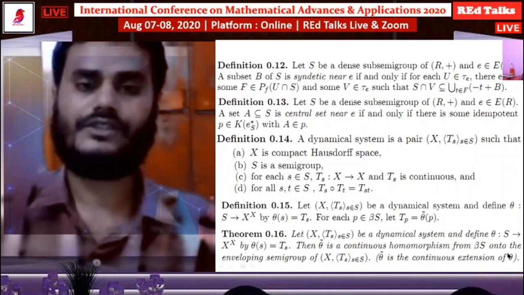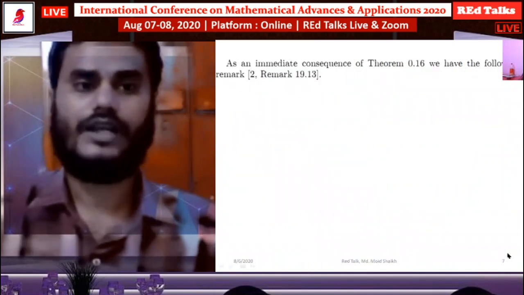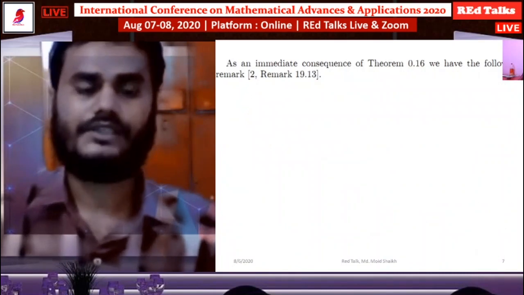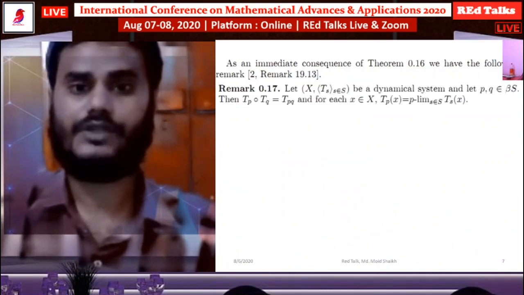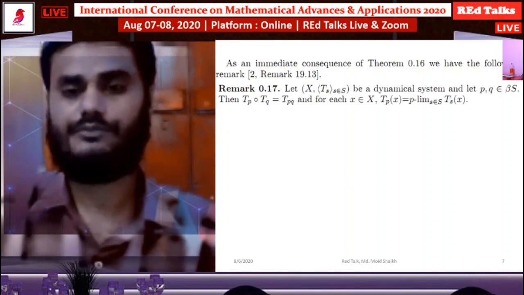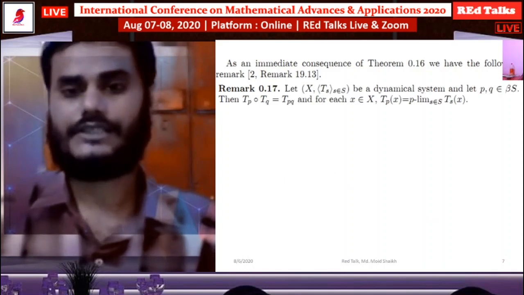As an immediate consequence of Theorem 0.16, we have the following property: T_p ∘ T_q = T_pq, and for each x in X, T_p(x) = p-lim_{s∈S} T_s(x).